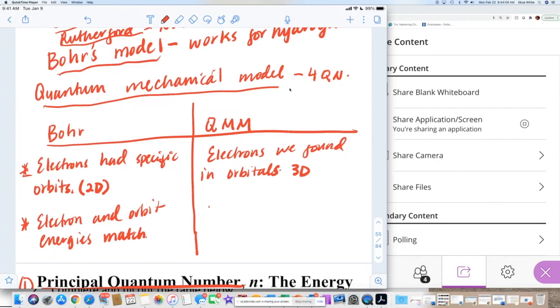We see here that electron and orbital energies match. Okay, both the Bohr model and the quantum mechanical model agree that if the electron is found in an orbit, according to Bohr, or orbital, according to the quantum mechanical model, then the electron and the orbital energy match.